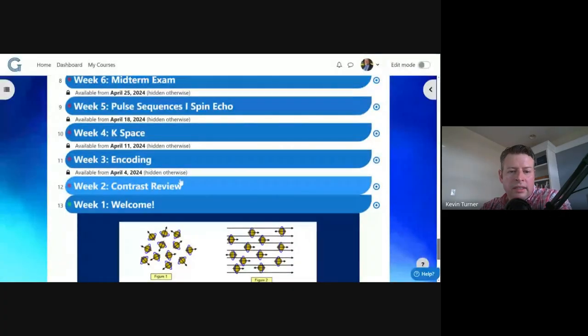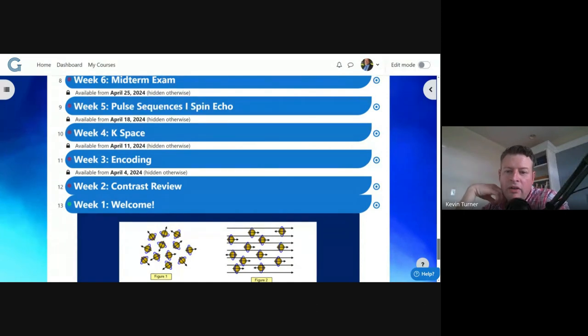So I'd like to do a little overview of where we're at in the class every single week. Let's take a look really quick at the course page. These first 3 weeks of contrast review, encoding, and K-space are the core of how we scan an MRI. These three things together determine what our pulse sequences are going to look like.